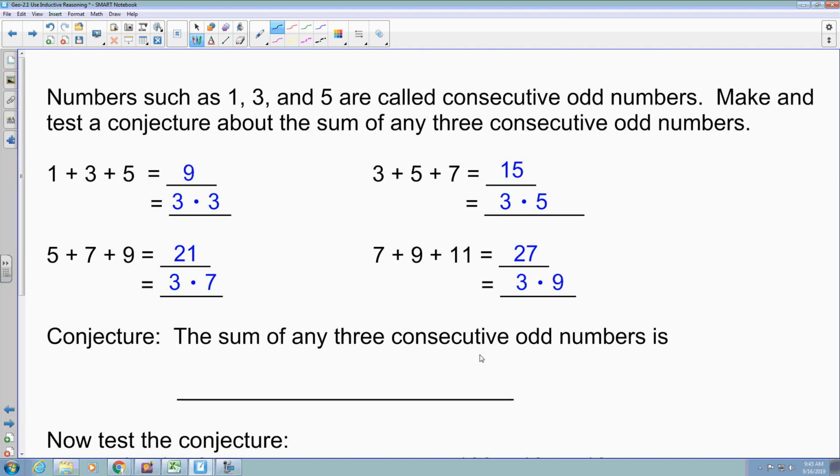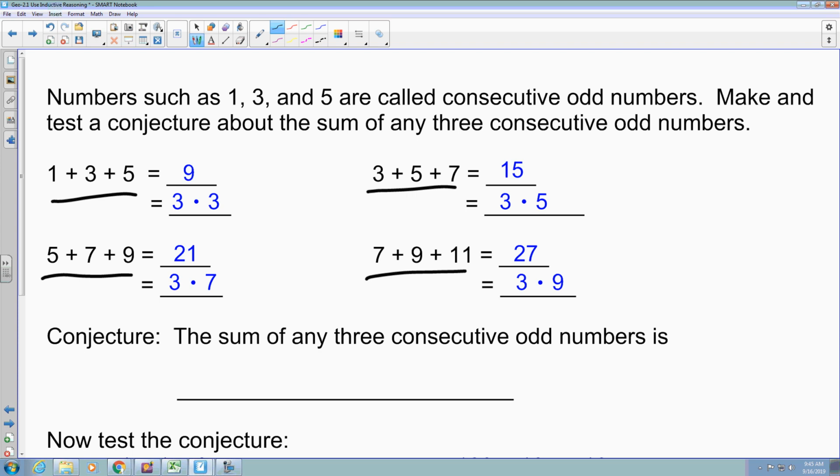All right, so here it says numbers such as 1, 3, and 5 are called consecutive odd numbers. They want us to make a conjecture about the sum of any 3 consecutive odd numbers. So if you look here, we have a series of consecutive odd numbers: 1 plus 3 plus 5, 5 plus 7 plus 9, 3 plus 5 plus 7, and 7 plus 9 plus 11.